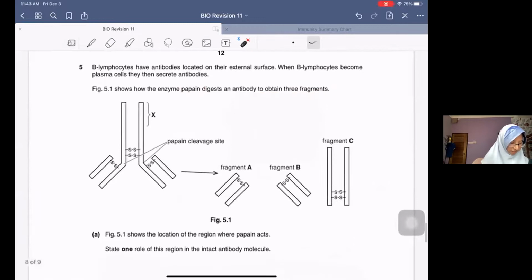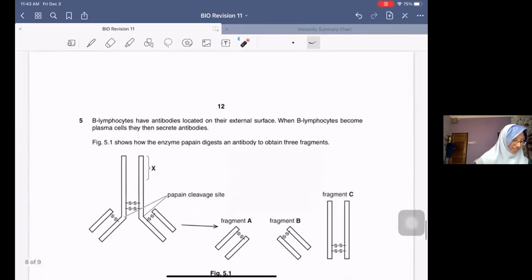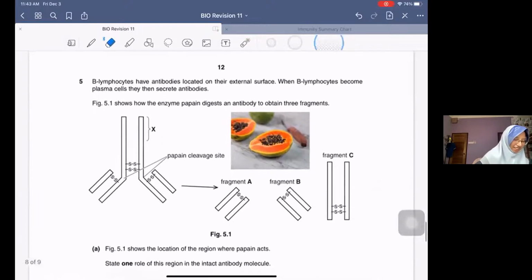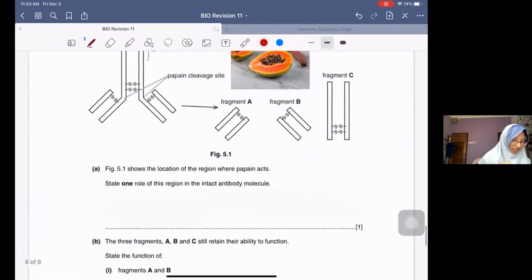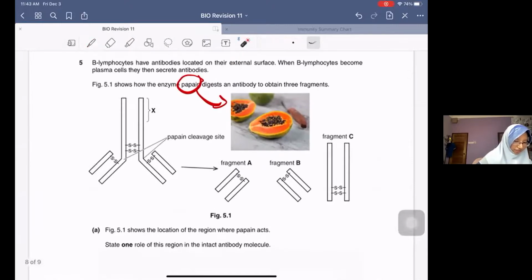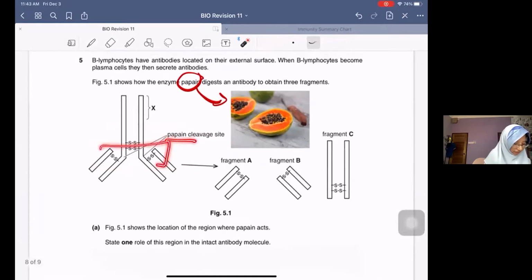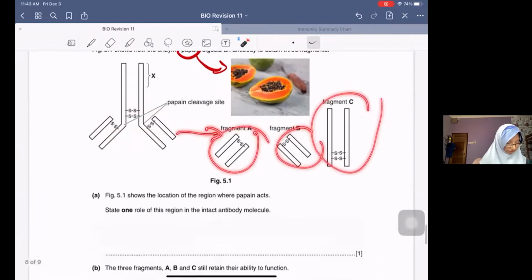Can anyone guess what papain actually is? Papain is an enzyme. It's the enzyme found in papaya, you know, the papaya. The diagram shows where papain will work on. The papain cleavage site means it works on here, so they break down from 1 to 3 fragments.